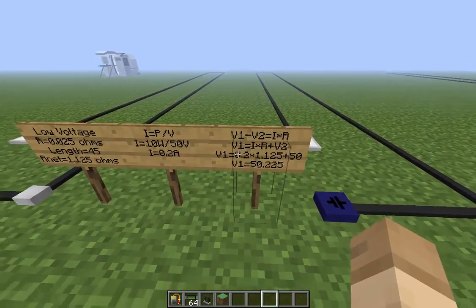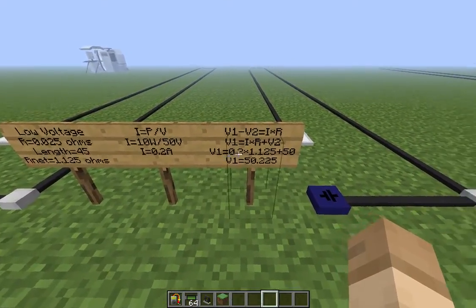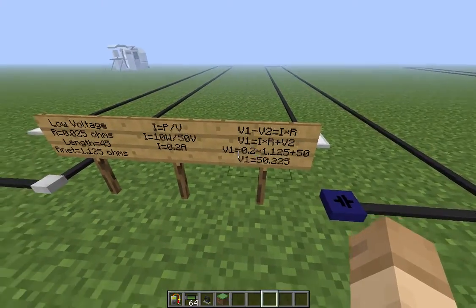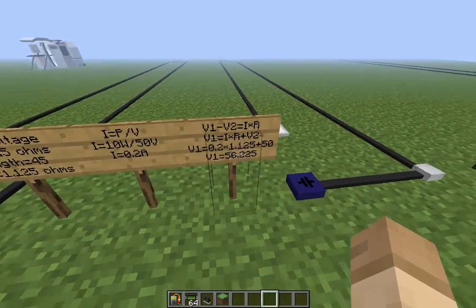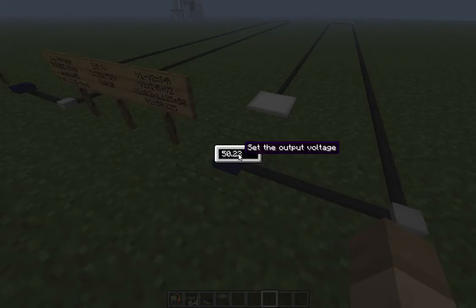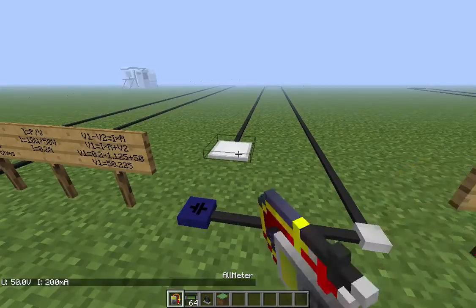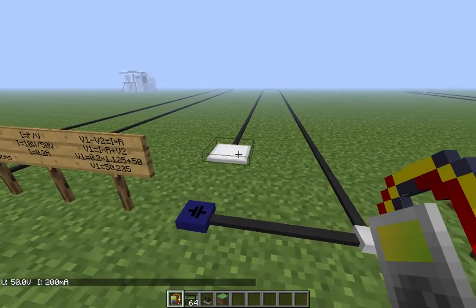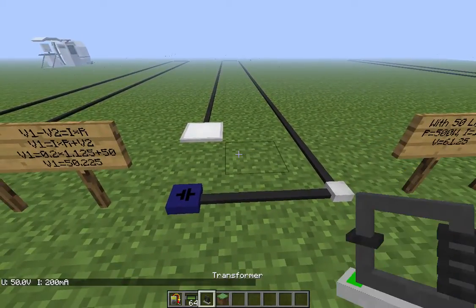We know that ideally the light takes 10 watts and the wire will have a current of 0.2 amps. Plugging this in tells us the source must be 50.225 volts, not 50, in order to give the light the full 50 volts. Using our meter shows that this equation is indeed correct. So how is this information useful?